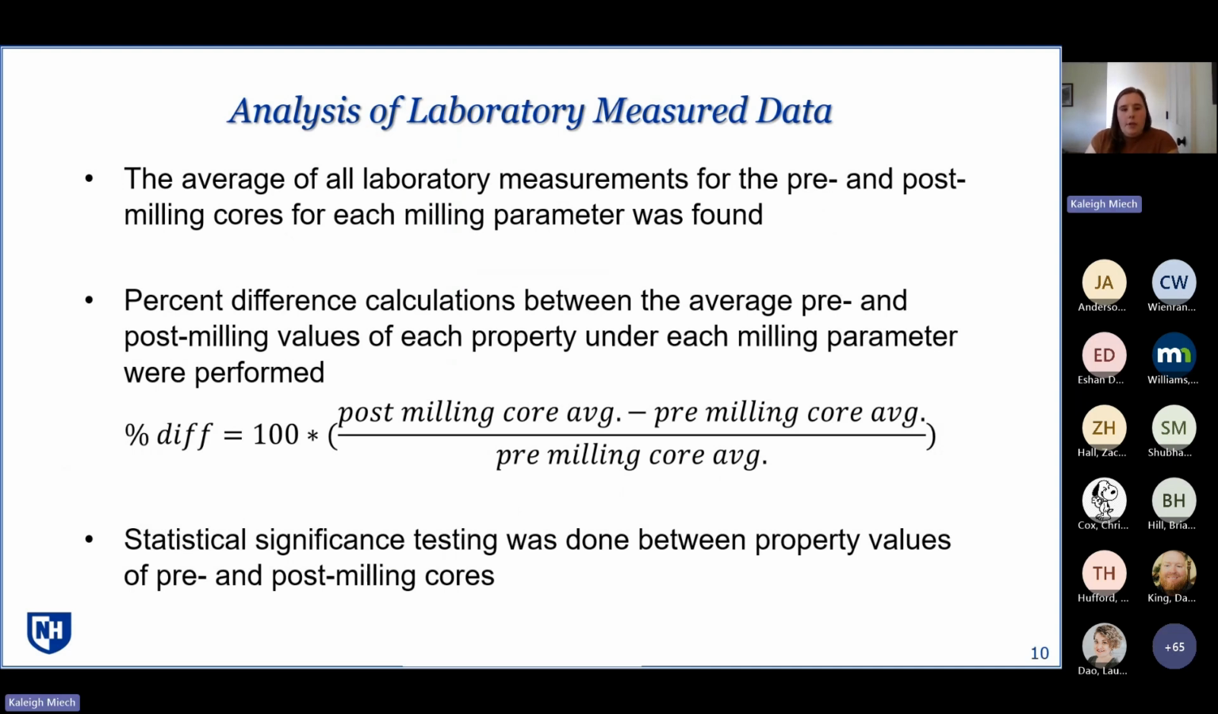Once we did all of the 4 tests on each of the pre and post milling cores, we then calculated the average laboratory measurements for the pre and post milling cores under each parameter. We then use these average values to calculate the percent difference between the pre and post milling cores for each property under each milling parameter. And then lastly, we also did statistical significance testing to determine if there were statistically significant differences between the property values of the pre and post milling cores.